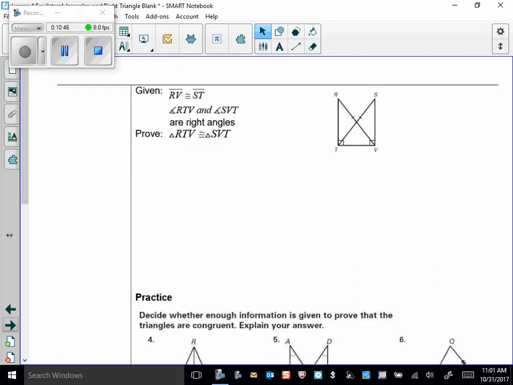Let's see what we have next. Oh boy, a proof. Okay, let's do it. Statements.